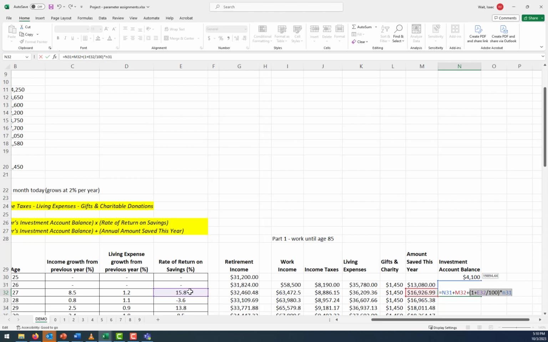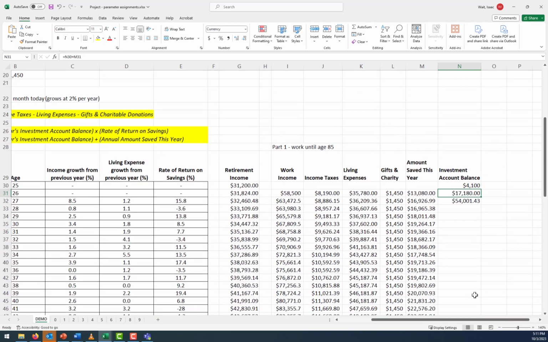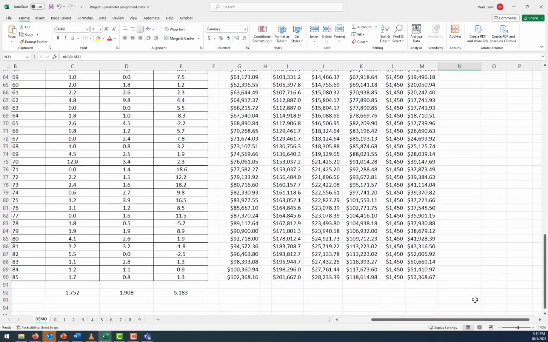So this 15.8%, you get 15.8% rate of return on what you had in the bank last year, but you're not earning any interest on what you saved this year because it's just now going into the account. So it's not going to have any interest that applies. All right, so we had 17,180, then there's another approximately 17,000 going in, plus there's the 15.8% of 17,180 that goes in. So the total is $54,001.43.